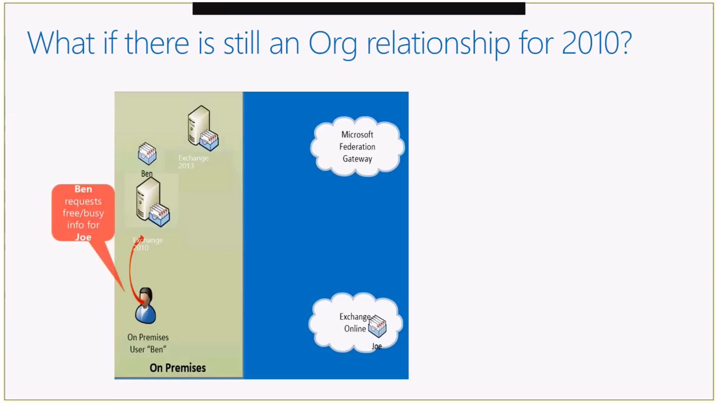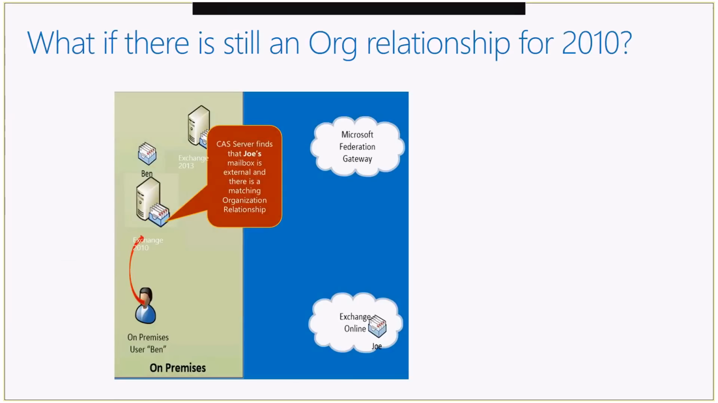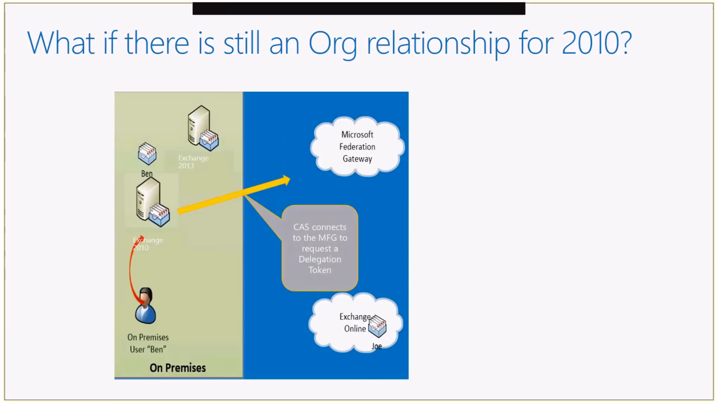Okay. So what's going to happen is, let's say Ben, an on-premises user that's on 2010, requests free/busy for Joe in the cloud. Ben's going to send a web services request. It's going to hit his 2010 server. The 2010 availability service is going to say, I can't find Joe's mailbox locally, but I found an organization relationship. Note, it didn't say I found an intra-organization connector, and that's because it's Exchange 2010. Exchange 2010 does not know what an intra-organization connector is. So it says, I found an organization relationship. It will then go to the Microsoft Federation Gateway and say, I need a delegation token, using the old method, not OAuth. Okay?